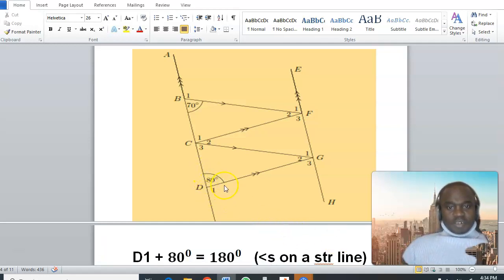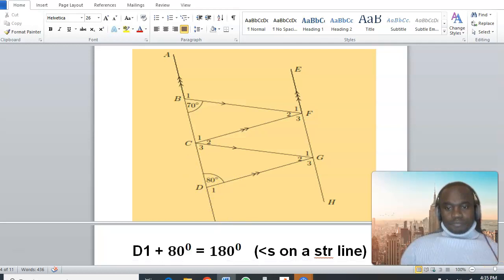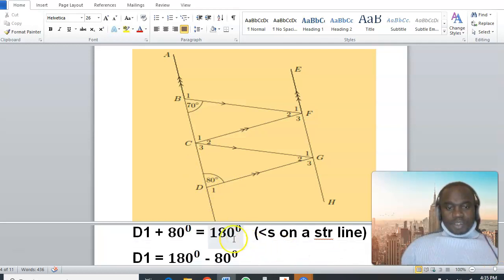When you check this one, D1 is on the straight line. So D1 plus 80 should be equal to 180. Angles on a straight line. And if I transpose this plus 80, it's going to give us minus 80 degrees. So 180 degrees minus 80 degrees.